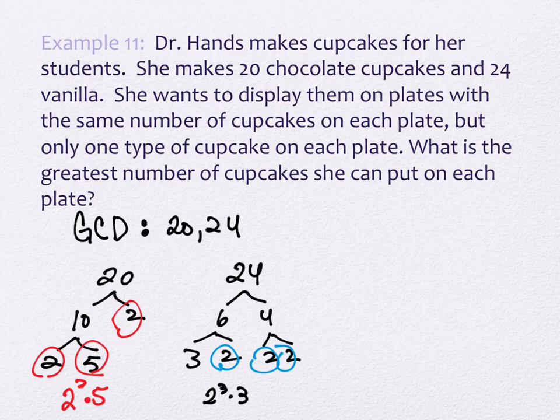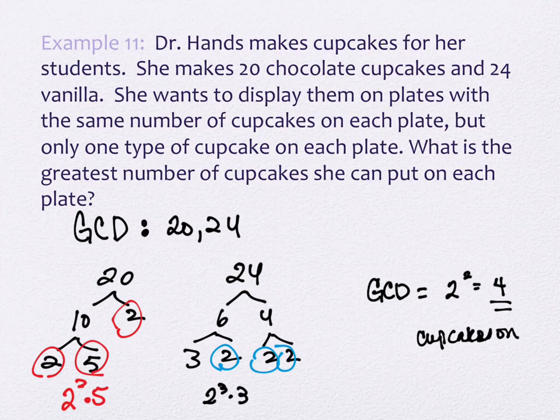When I am looking for a greatest common divisor, I need to list only the divisors they have in common, right? Common divisor. 2, right? And I need to list the smallest exponent on the 2, which would be a 2. And 2 squared is 4. 4 what? 4 cupcakes on a plate. Right, 4 cupcakes on each plate.